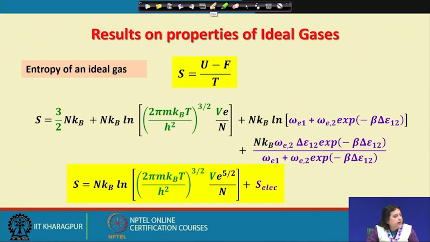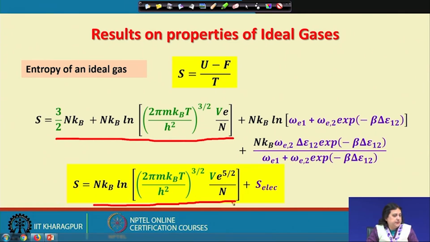So, let us have a look at what these different terms are. I have taken this 3 by 2 NkB inside, and so these two terms combine together to give me the first term that I see here.